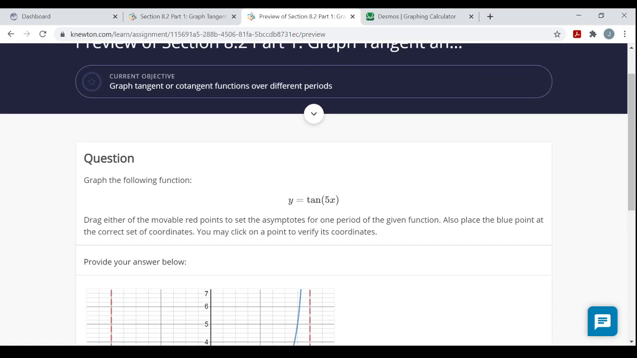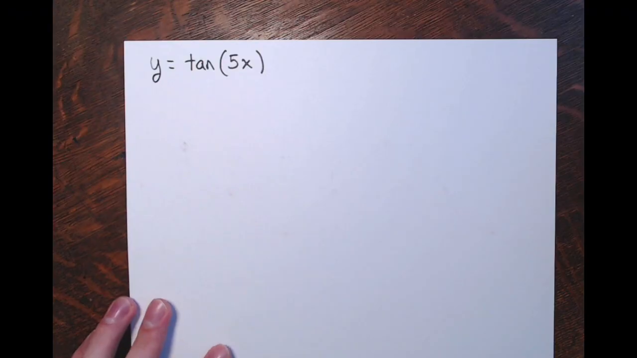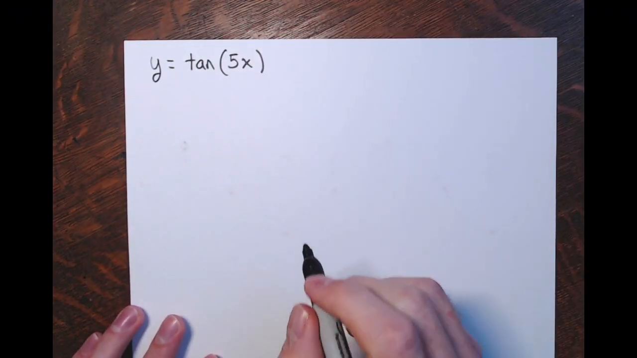All right, so I'm going to pull this up on paper again and graph this tangent. And then I'll just stop, because again, that's all you're doing. This entire section is tangents and cotangents. This entire assignment, section 8.2, part 1. All right, so same stuff.